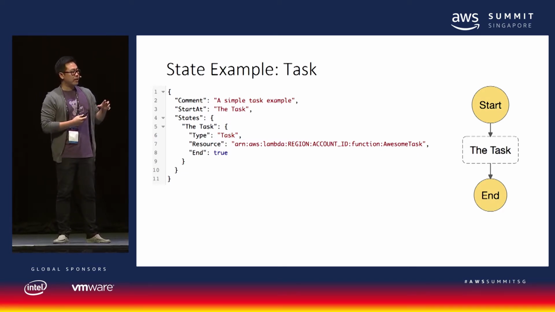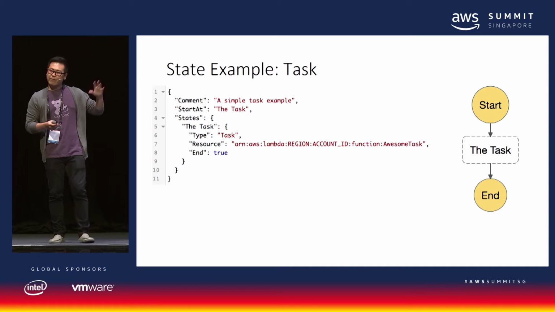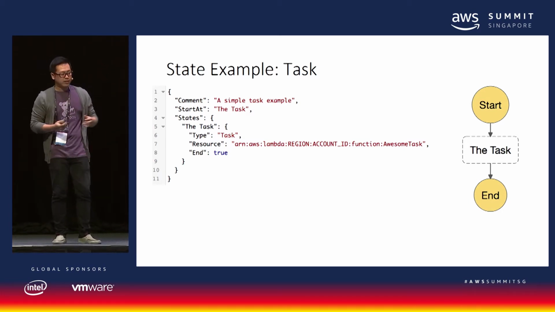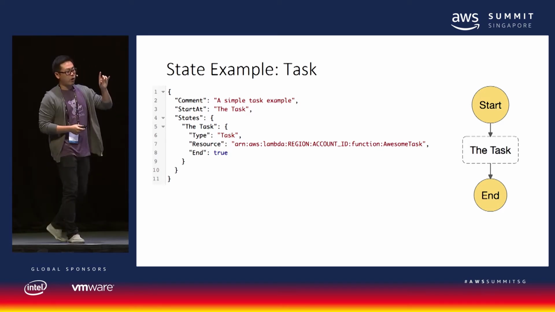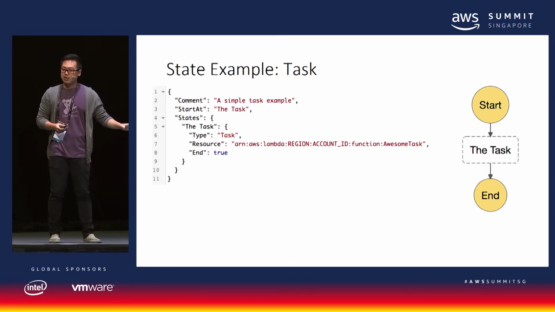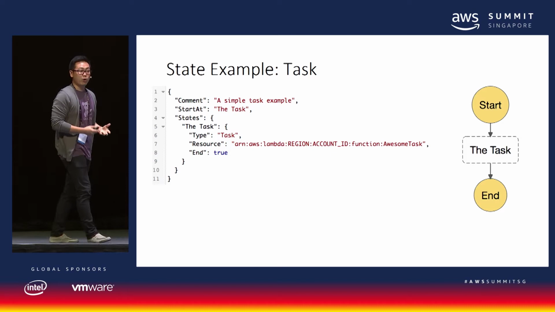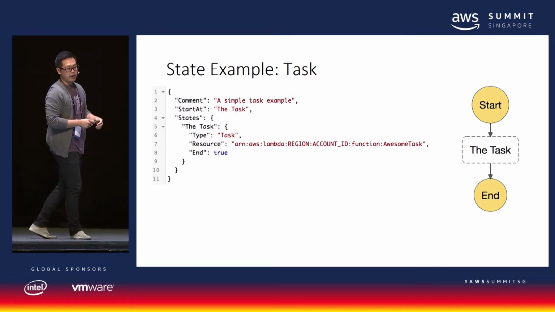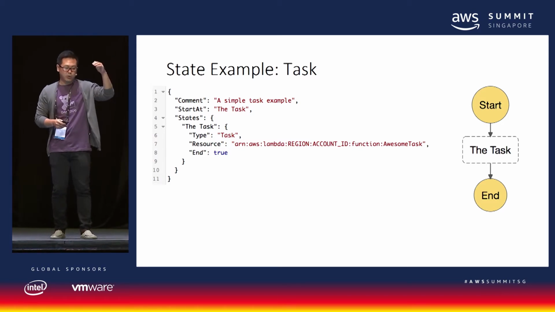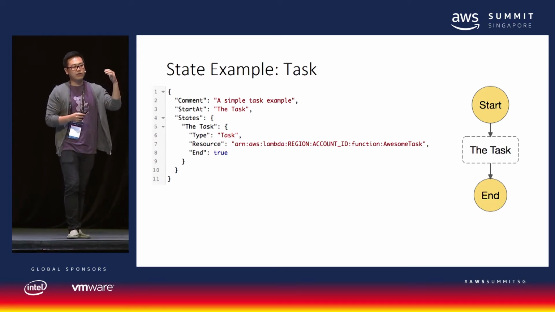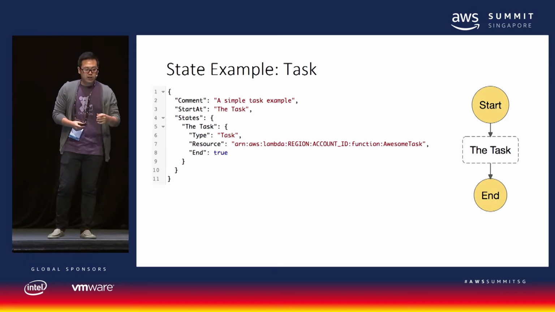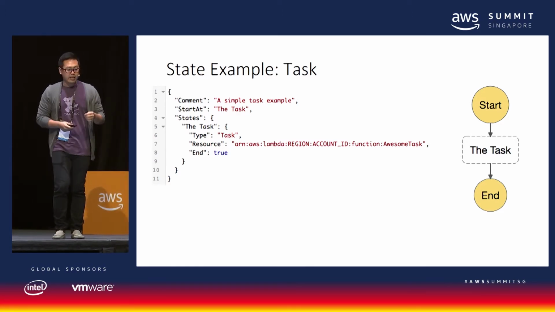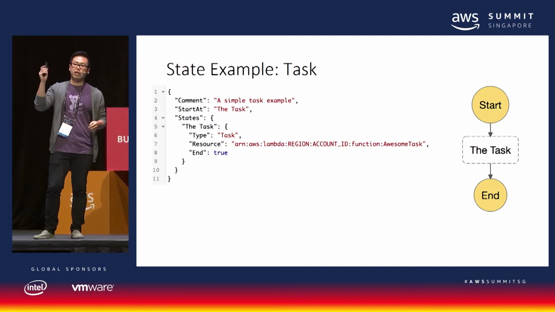So this is an example of a task. This step function is not very useful. We're just running a task and ending. That's it. But it's a good way for you to see how Amazon States Language looks and how this thing might be organized. So what you have here is a comment, and then this important part, StartAt. So we're going to start at the task. And then you have States, and you're going to list the states out. So you have the type, Task, and then a Resource, which is an ARN pointing to a Lambda.